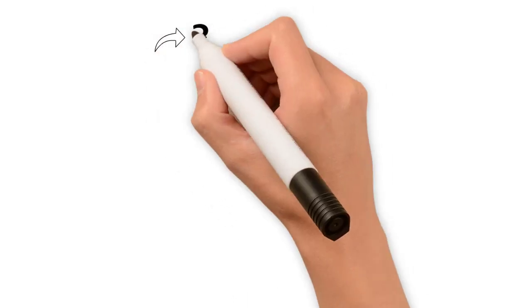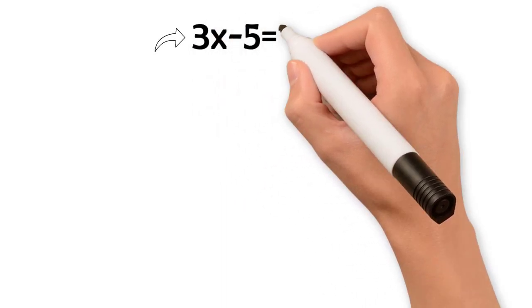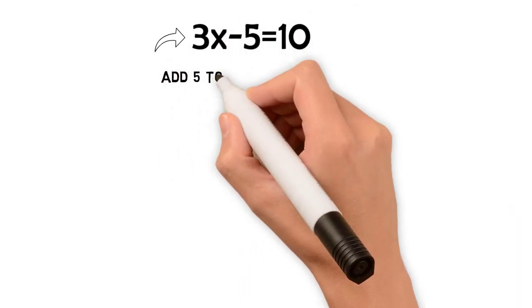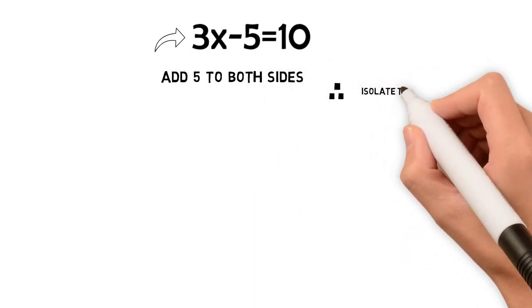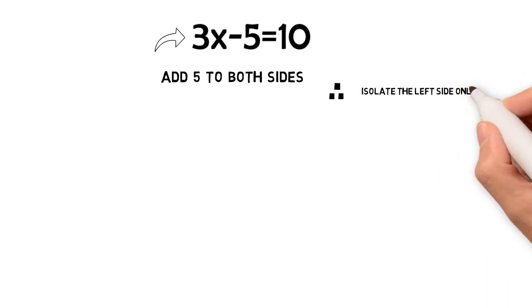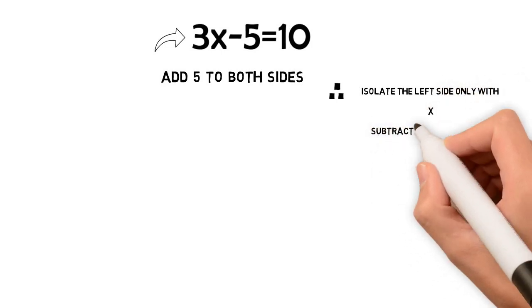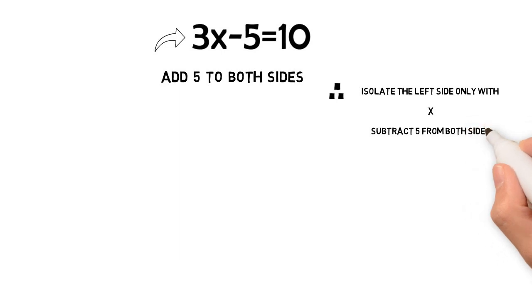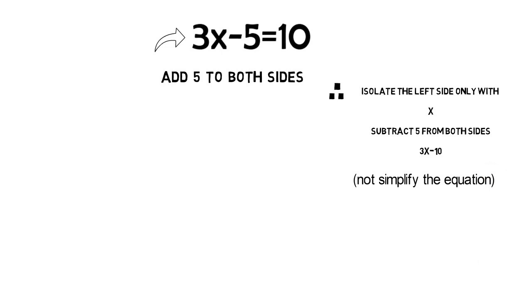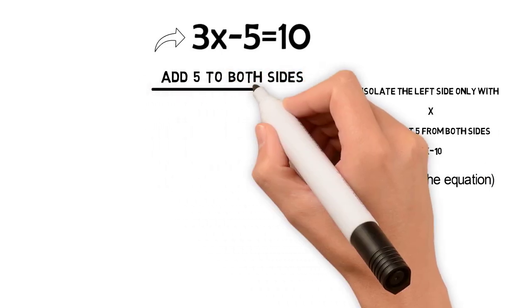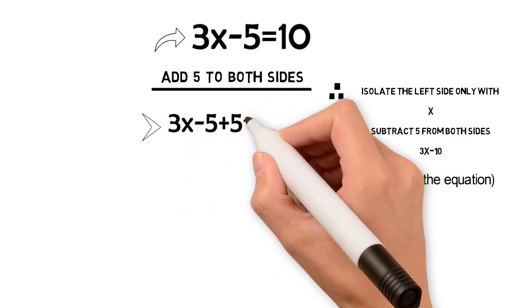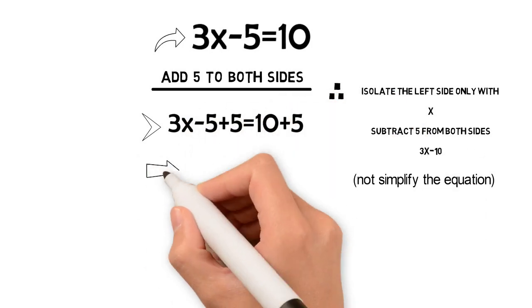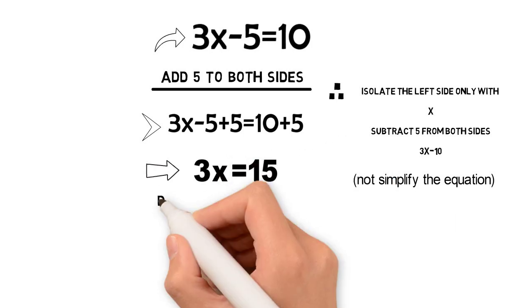Another example. Solve 3x minus 5 equals 10. This time we add 5 to both sides. The reason being that we want to isolate the left side with only the x by itself. If we'd rather subtract 5 from both sides, we'd be left with 3x minus 10 on the left side, which is not good. It doesn't simplify the equation. So we add 5 to both sides of the equation to obtain 3x minus 5 plus 5 equals 10 plus 5, or 3x equals 15.